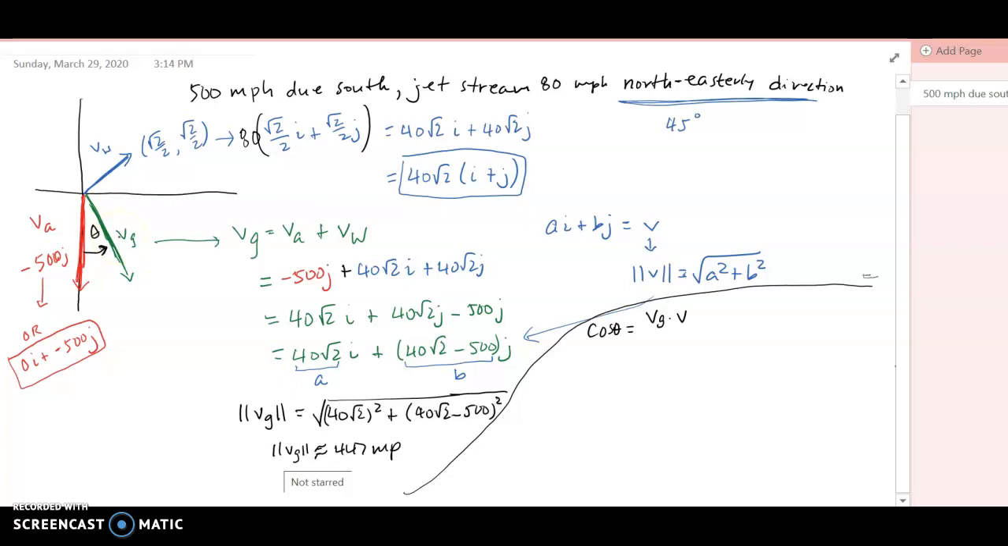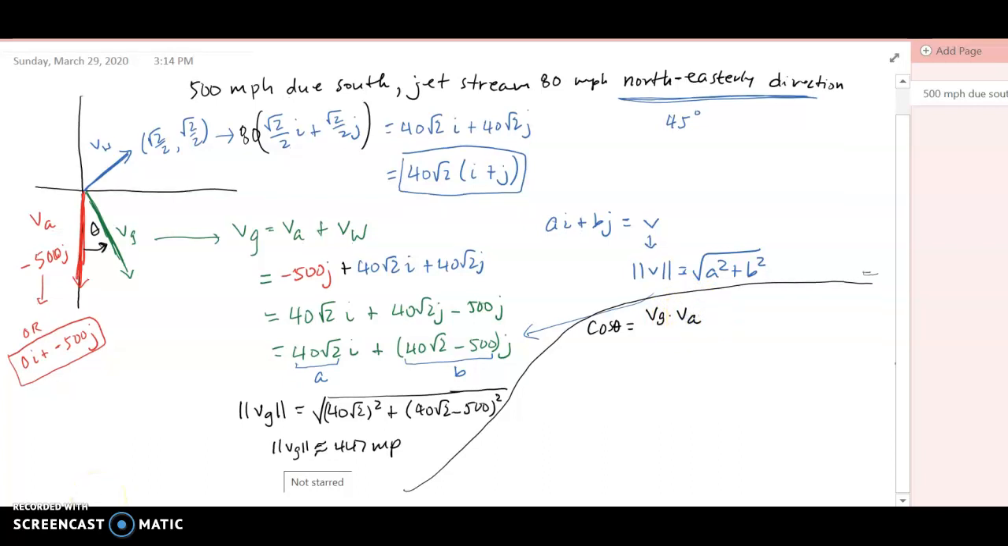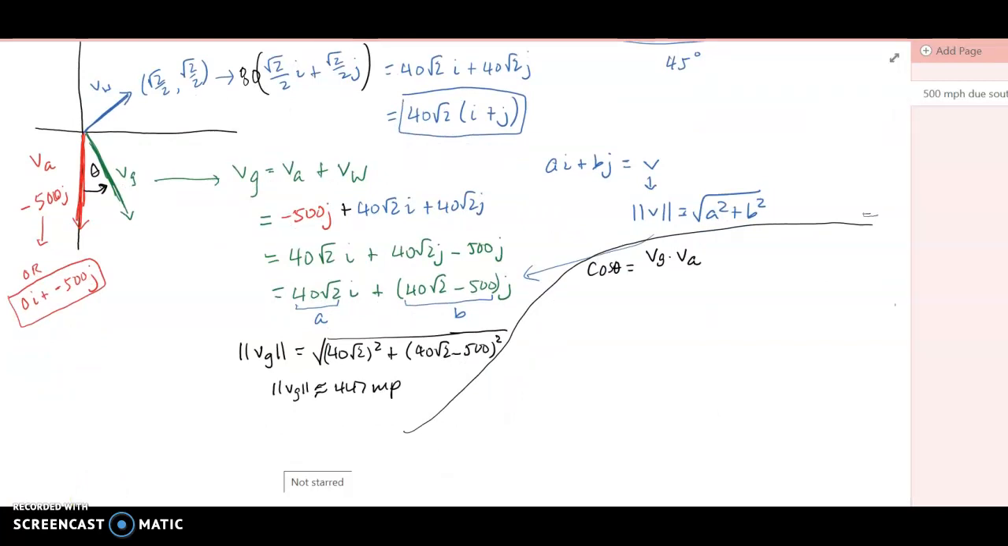Going back over to the right, the formula here, cosine theta, is equal to Vg times Va, the dot product between those two vectors, over the magnitude of each of those. Sorry, let me erase that. When we do the dot product, which I know for some of you might seem like a long time ago, when we multiply Vg times Va, you multiply the i components, then you multiply the j components, and then you add them together.